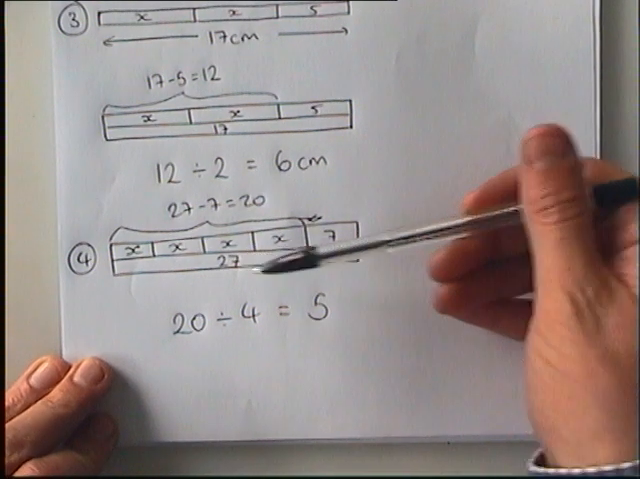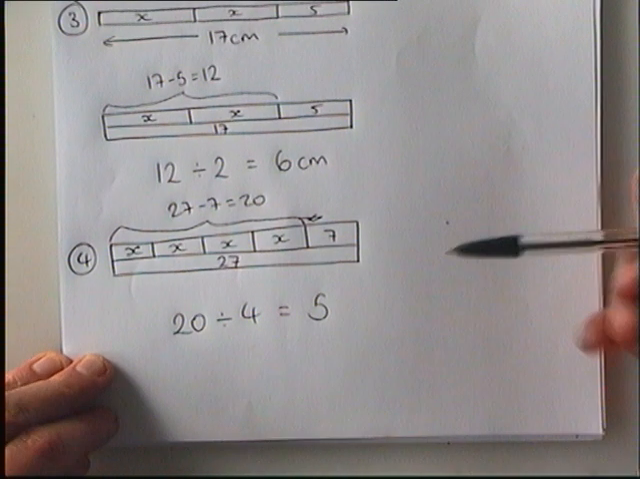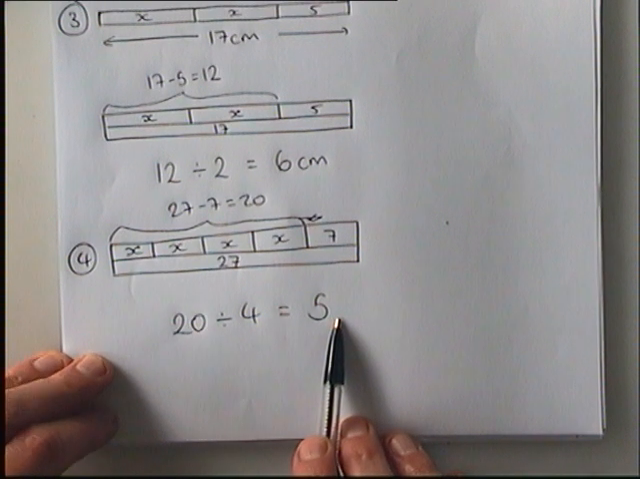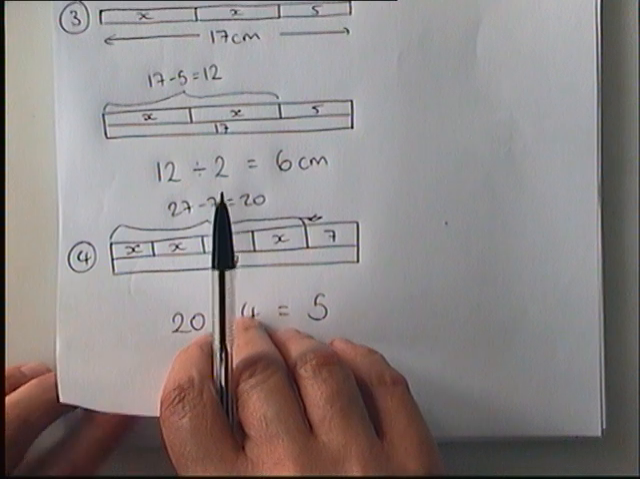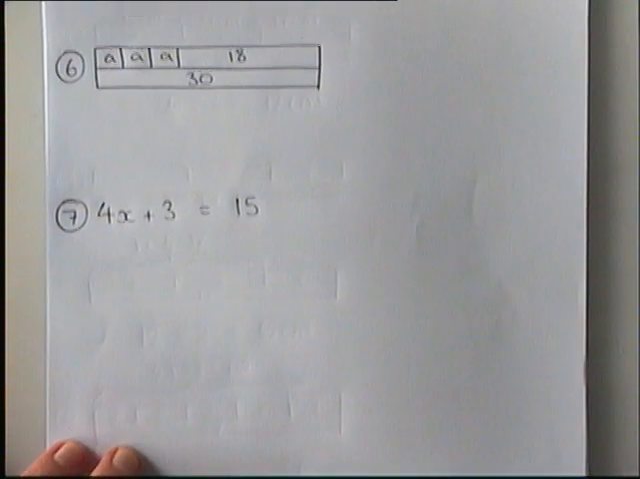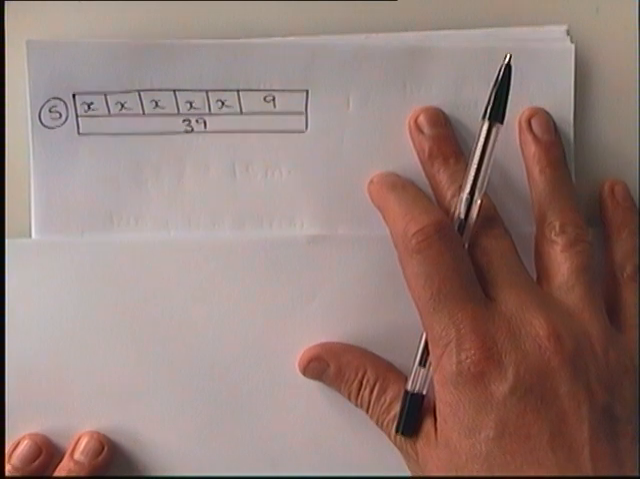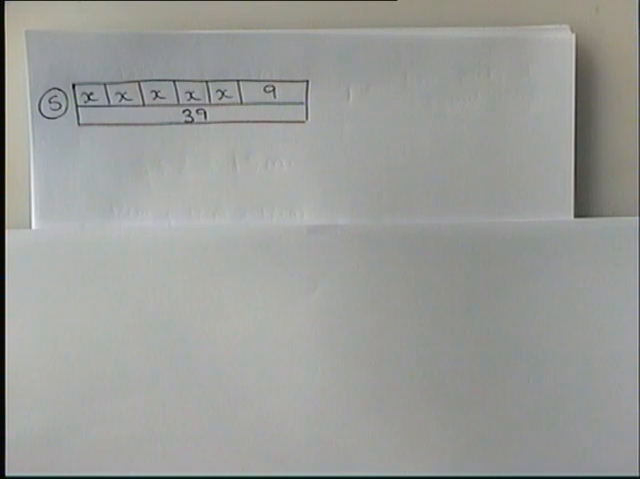Just to reiterate that one more time. What we're doing is taking off the 7 from the end, and what we're left with is 20, and then dividing it into 4 equal pieces. 20 divided by 4, which makes 5. Now, in this case, I hadn't put any units like centimetres or metres in, so I'm not going to put any units on my answer.